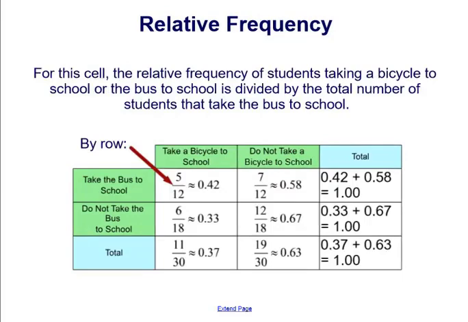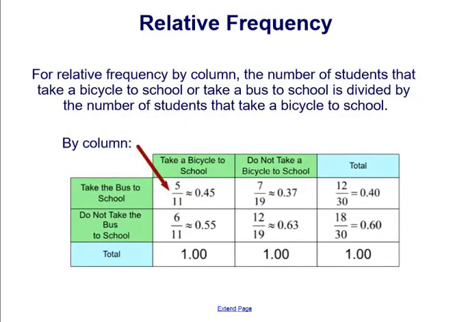So first, if we do it by row, for this cell here, the relative frequency of students taking a bicycle to school and the bus to school is divided by the total number of students that take the bus to school, because again, we're going by row. So that was 5, the students that took a bicycle and bus to school, over the total students that took a bus to school, 12. So that relative frequency is 5 over 12, or 0.42. And you can see we can do that for all the cells in the table, again, going by row.